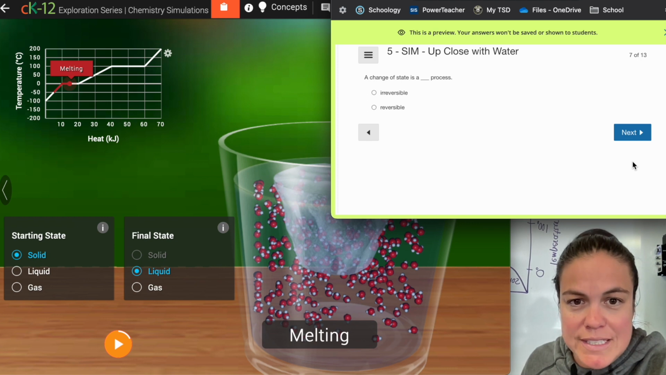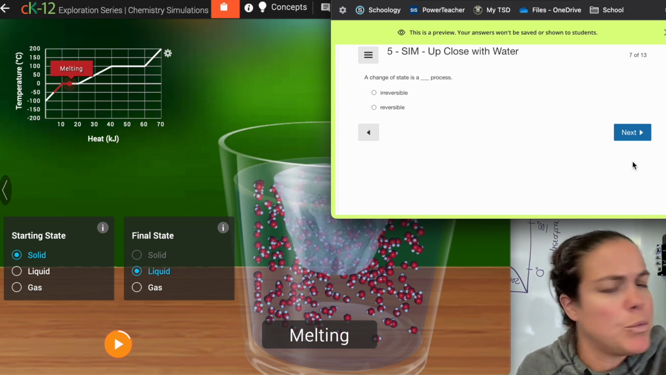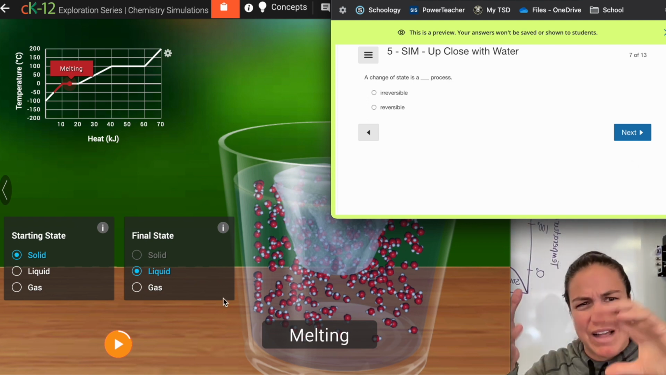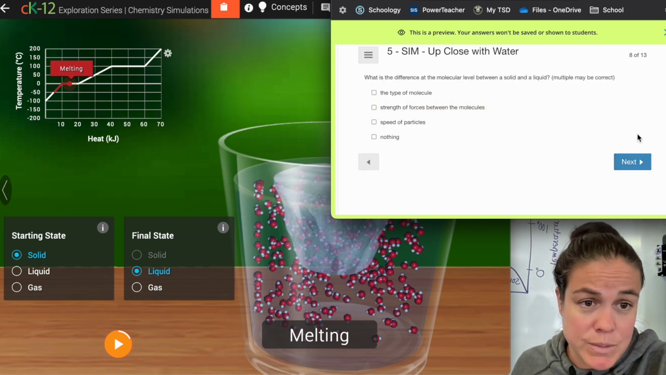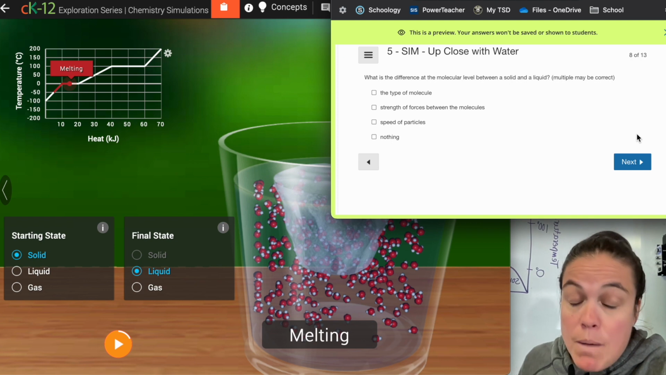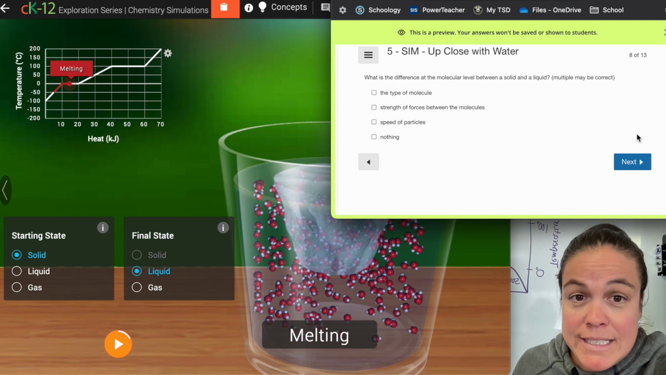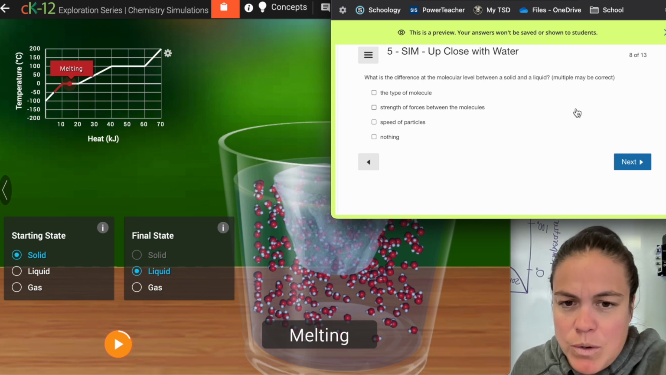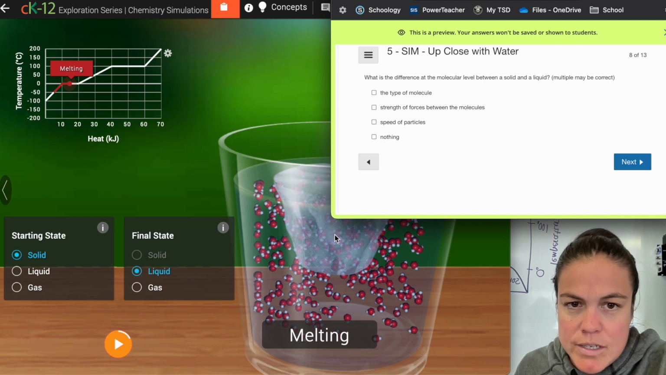A change of state is a irreversible or reversible process. Well, we've been going back and forth. We can flip them back and forth from solid to liquid, liquid to gas. So it is definitely a reversible process. We can go in both directions. Multiple may be correct for this. What is the difference at the molecular level between a solid and a liquid? All right, so I happen to have them right here. Here's some liquid and here's solid.